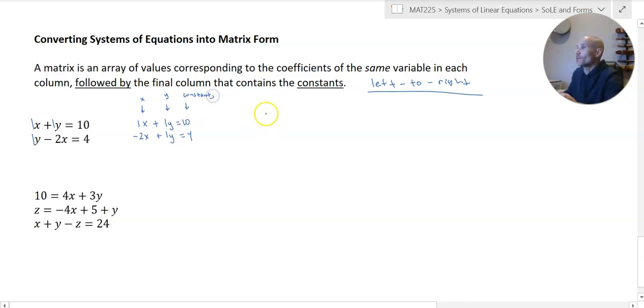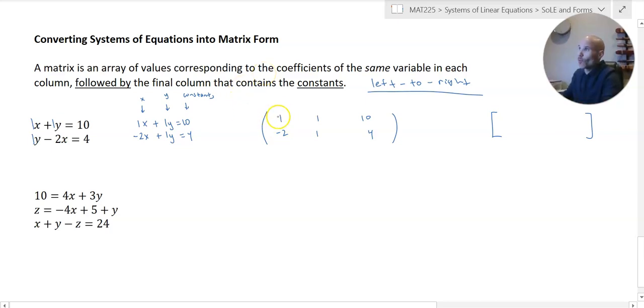And in matrix form, here's what this would look like. We usually use parentheses. You could actually use square brackets like this if you prefer. That works too. I tend to go with the parentheses, but sometimes I mix them up too. Okay, 1, 1, 10, and then negative 2, 1, 4. And that's in matrix form now. Notice that all of the coefficients for the variables in each column correspond to one another, because we're going to be doing row operations on these.